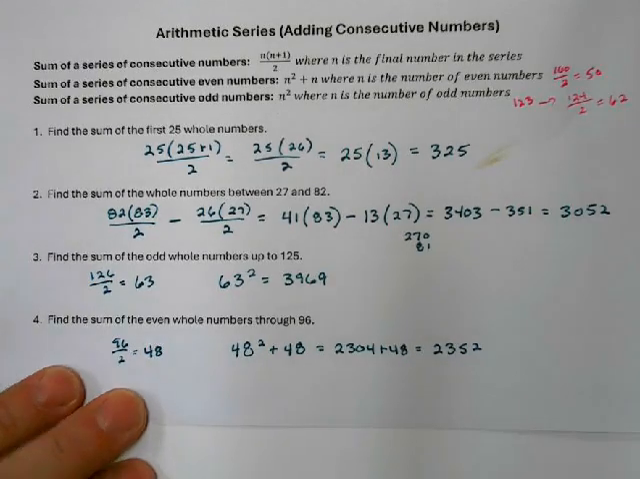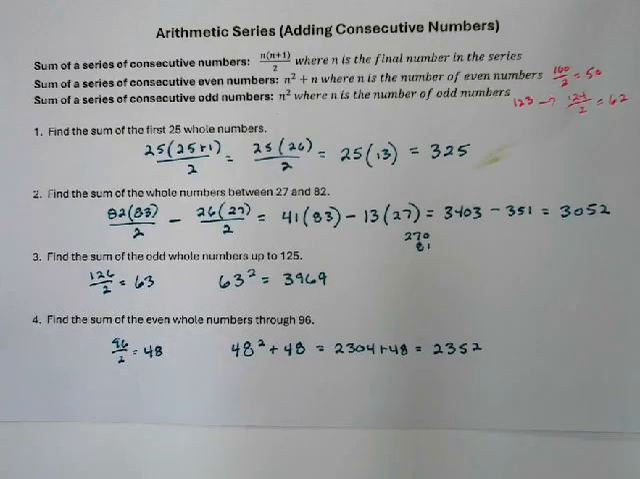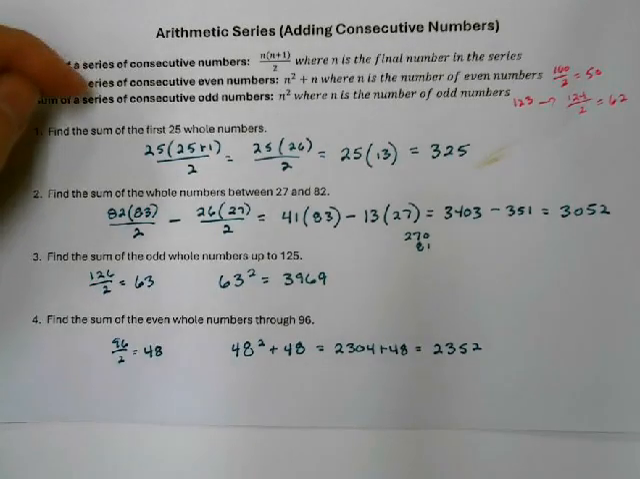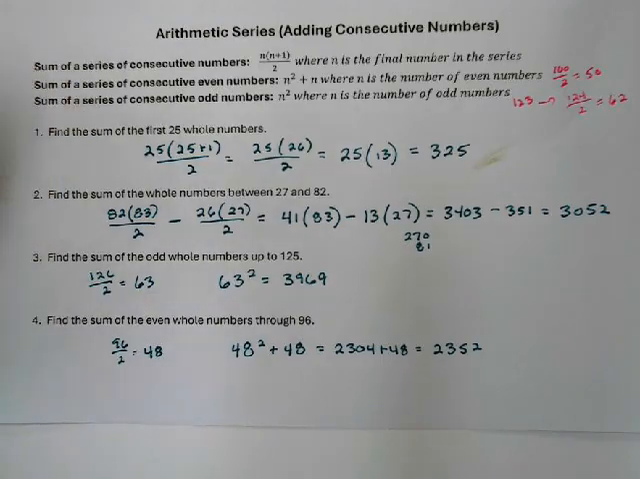There you go. So there's your formulas. Remember, for the sum of the even and the odd, you have to find the number of even numbers and the number of odd numbers. N does not represent the last number in the series. That's all I got for you.